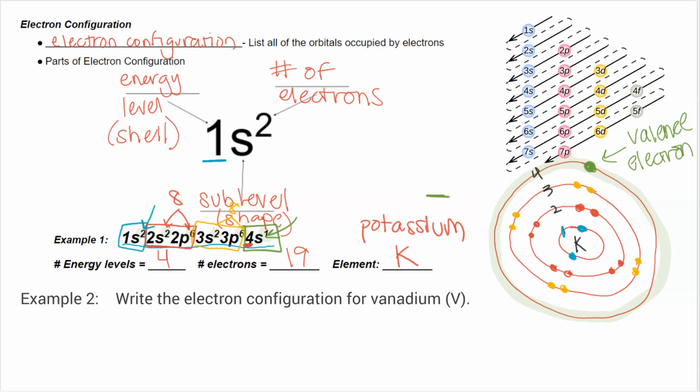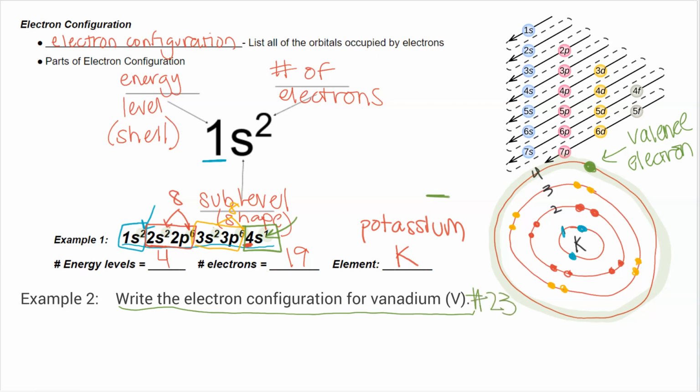Okay. All right, so we did one example where we started with electron configuration. Now we want to go the other way. So let's try and write the electron configuration for vanadium, which is capital V. It's number 23 on your periodic table.